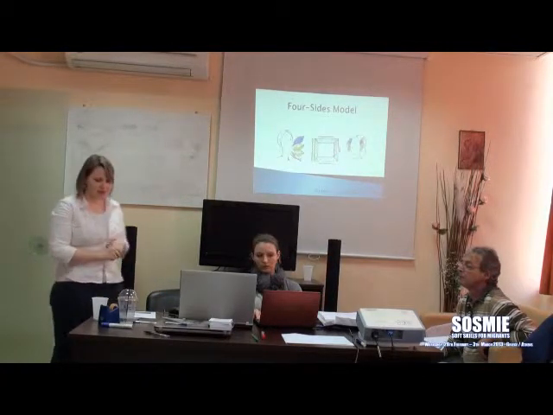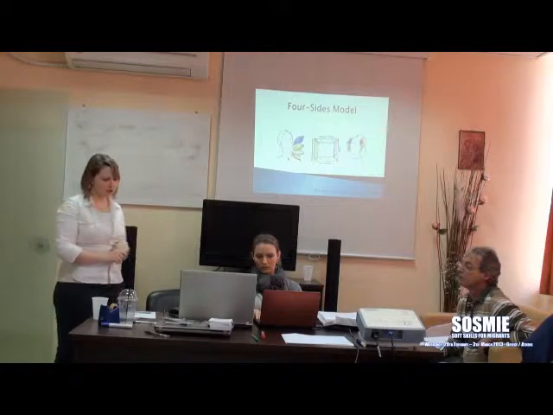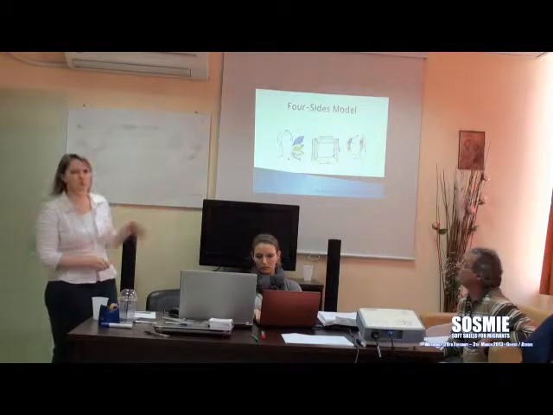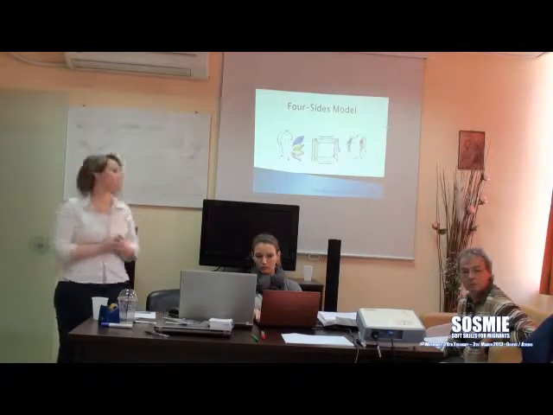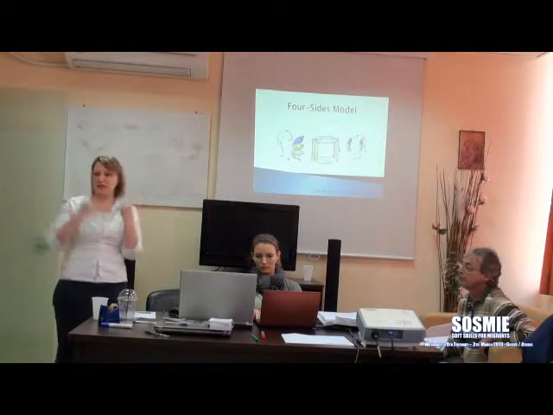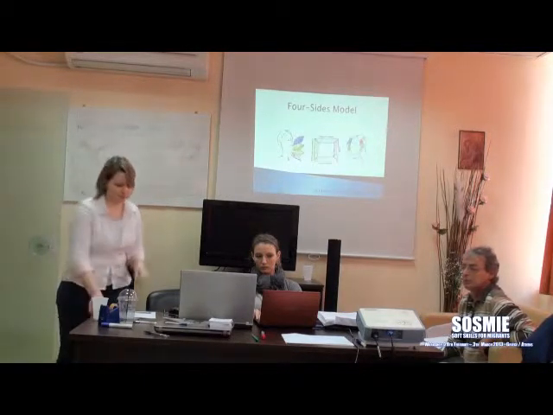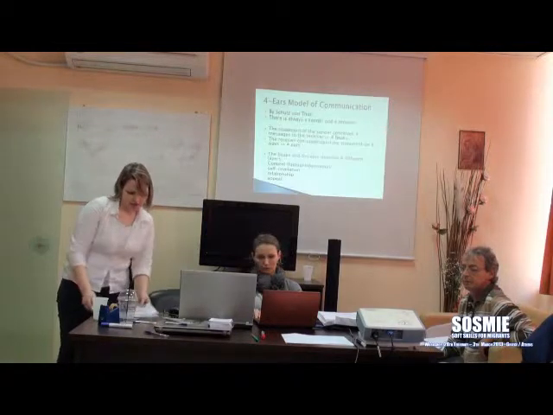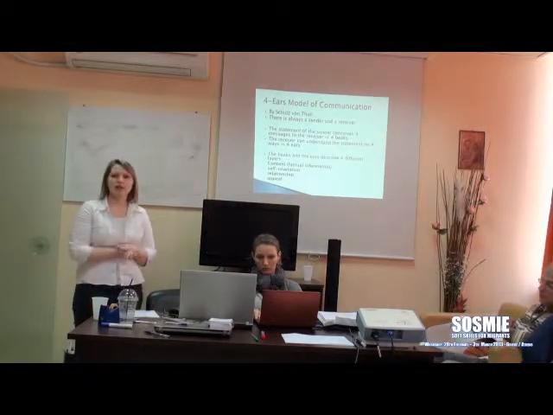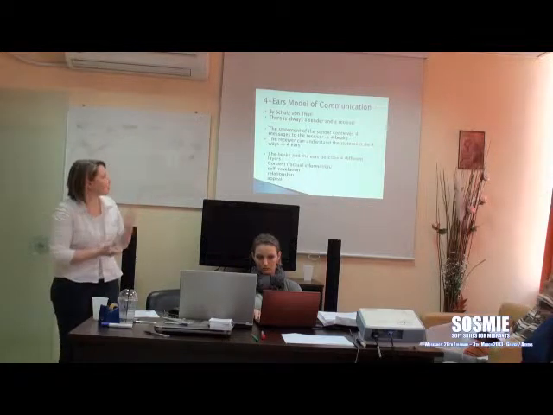In the picture you see the essentials of the foresight model. You see a person with 4 beaks or 4 mouths, and you see a person with 4 ears, and you see the communication square. The model is from Schulz von Thun.